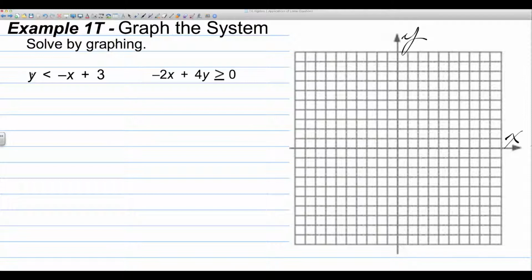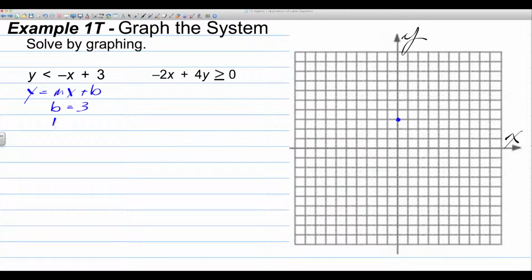The first inequality is y is less than negative x plus 3. If you have any algebra background, you should know how to graph this by now, recognizing that this is in the form y equals mx plus b, which is the slope-intercept form. From this equation, we can find the slope and the y-intercept. I like to find the y-intercept first. The y-intercept is 3, which means it crosses the y-axis at 3. So that would be up 1, 2, 3.